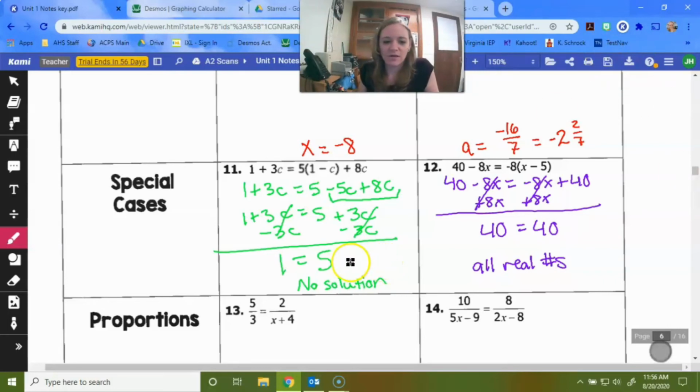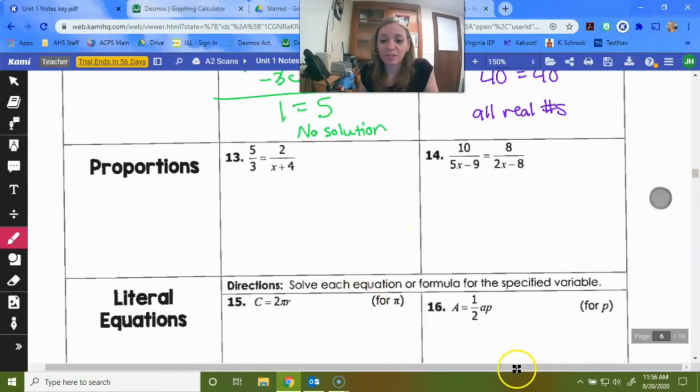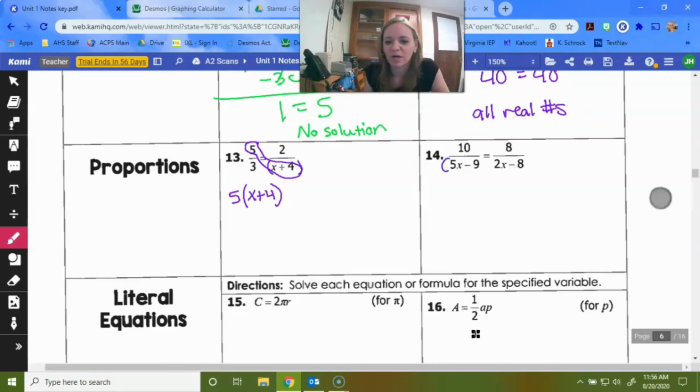Then we have proportions. Oh, I love proportions. Yay! Cross multiply, of course, if you remember that. 5 times x plus 4. Now, just one thing to remember, hopefully maybe from geometry: we have to put parentheses around that. That's really the distributive property. So put parentheses around any of your binomials, which means 2 terms.